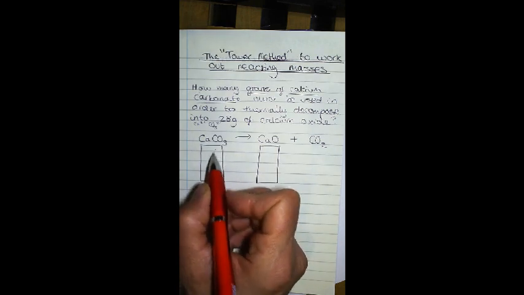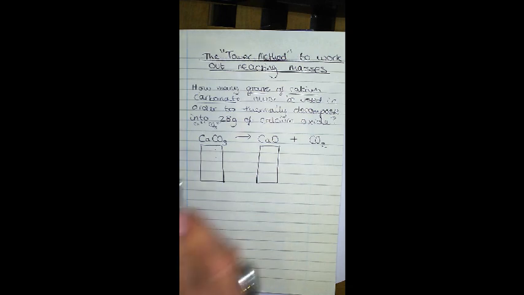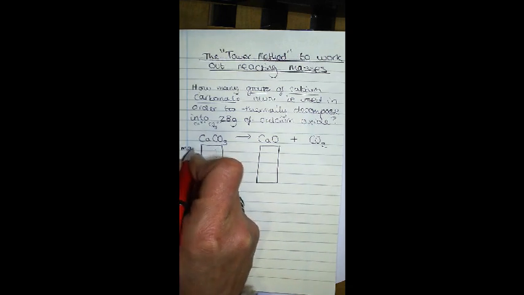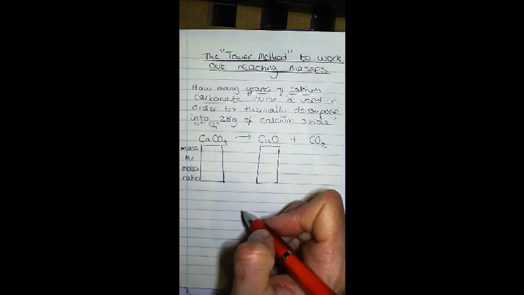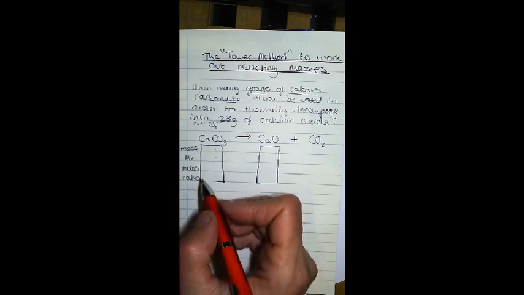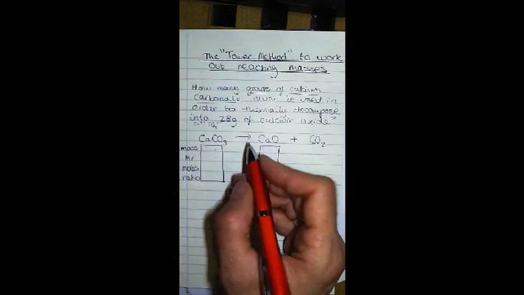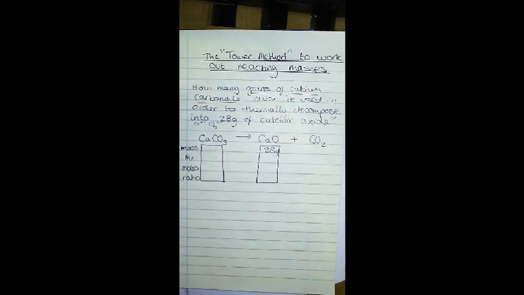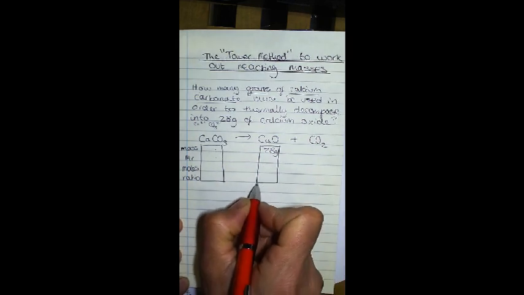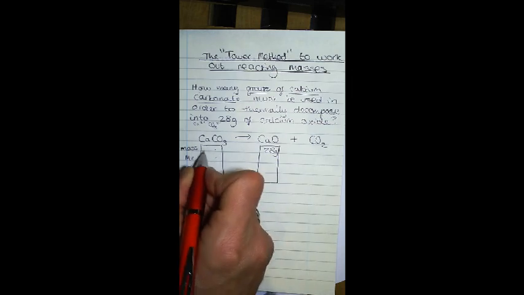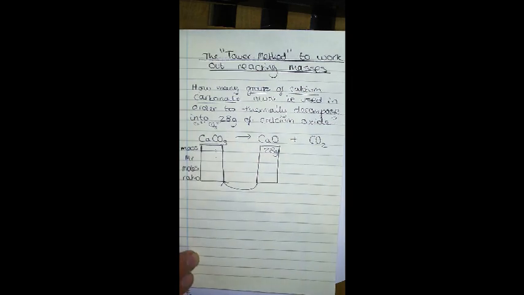Now, I've drawn two towers. I have 4 floors in my towers, and those floors are mass, MR, moles, and ratio. Okay, same for these. I'm going to start by filling in what I know. And what I know is that I want to make 28 grams of calcium oxide. So I'm going to use this tower and work down this tower, and then I'm going to go across to this tower and work upwards, and I'm going to eventually work out the mass of calcium carbonate that I need to use.